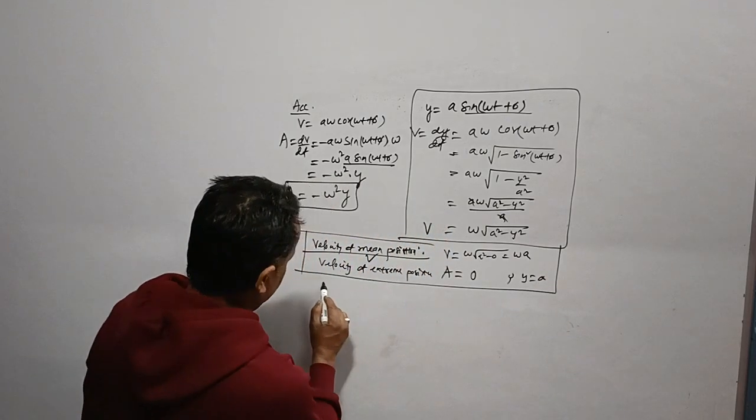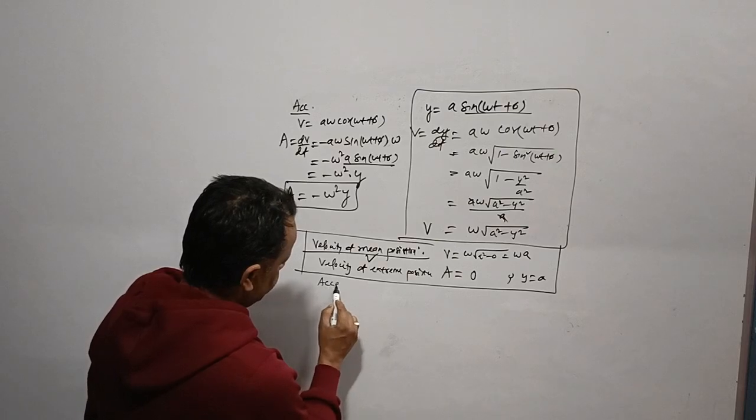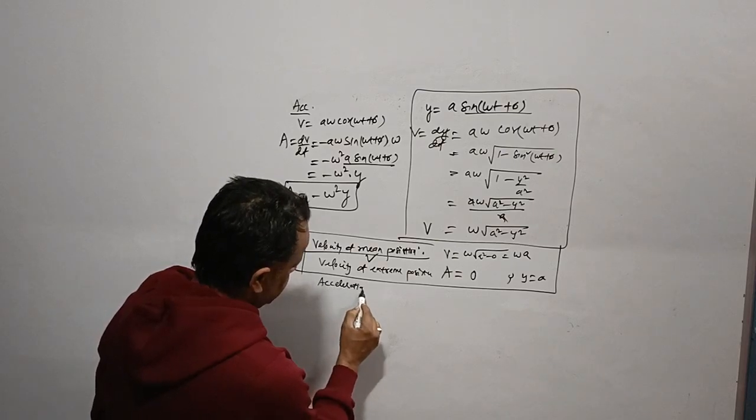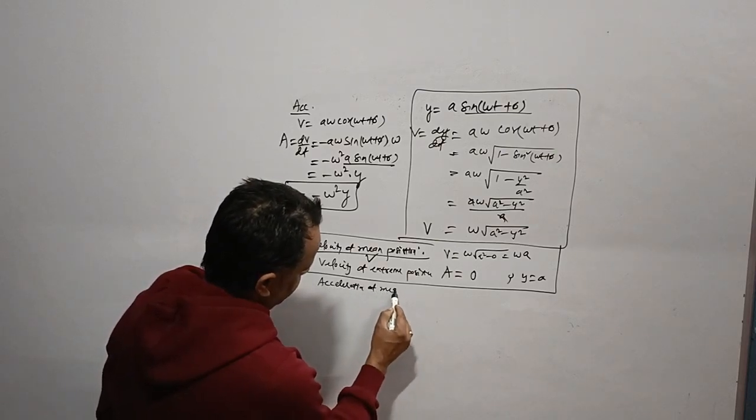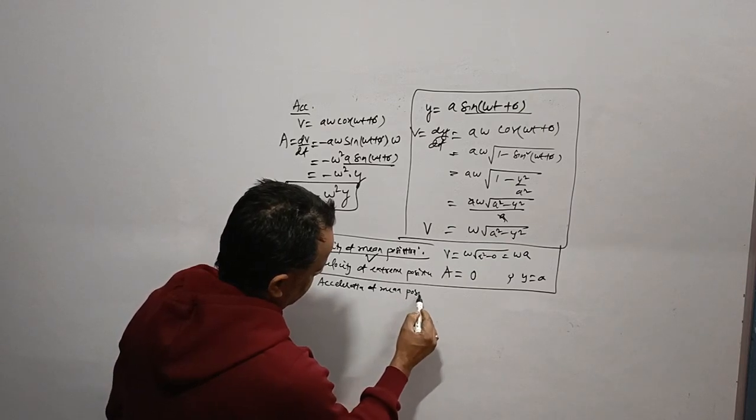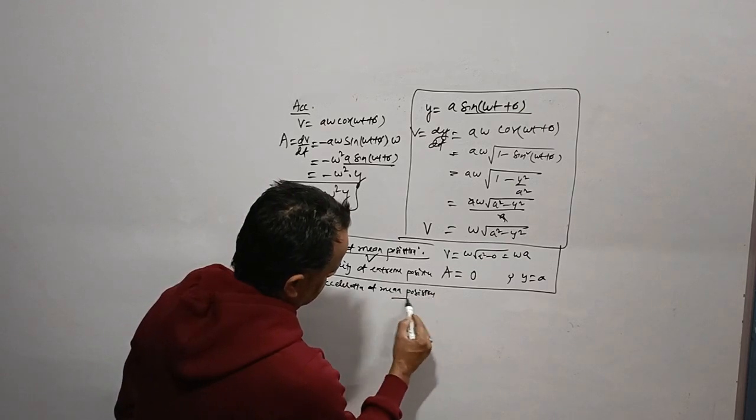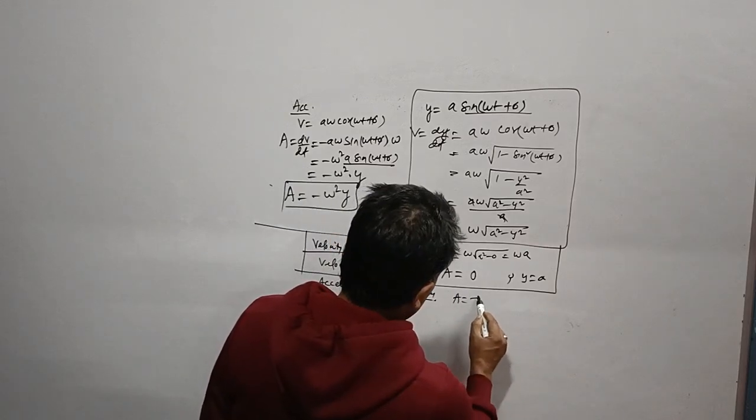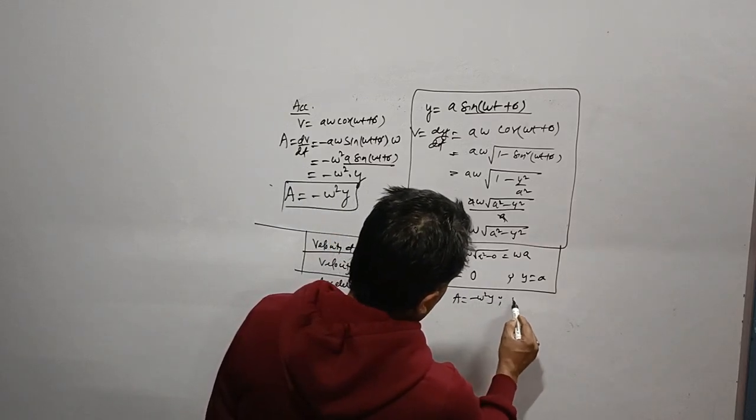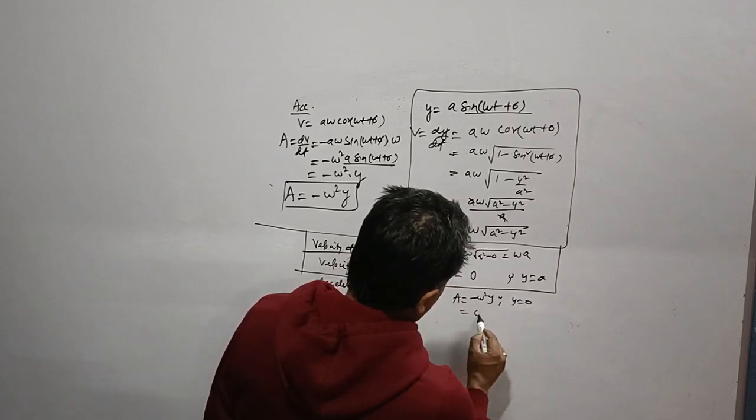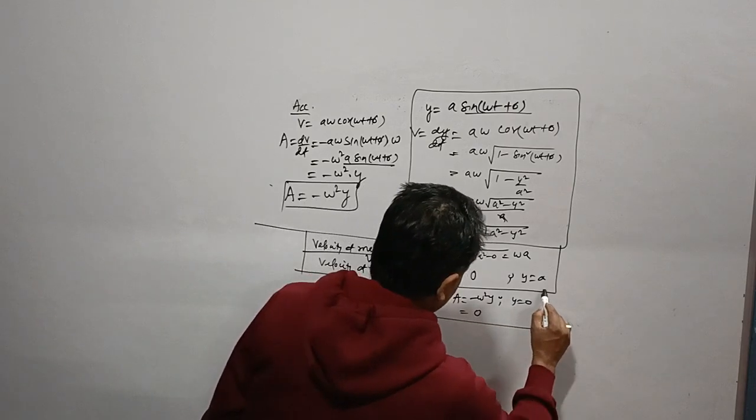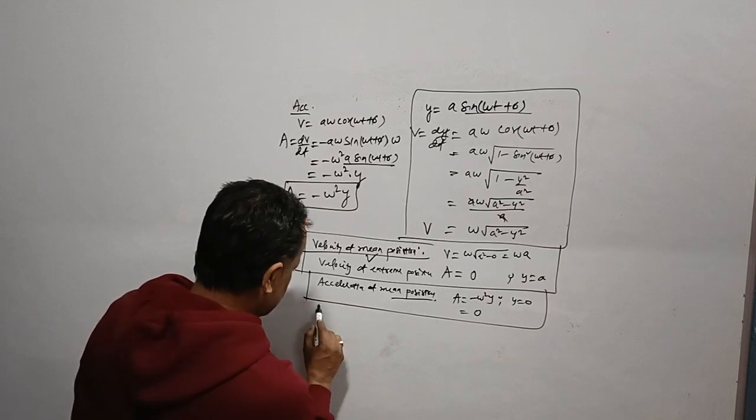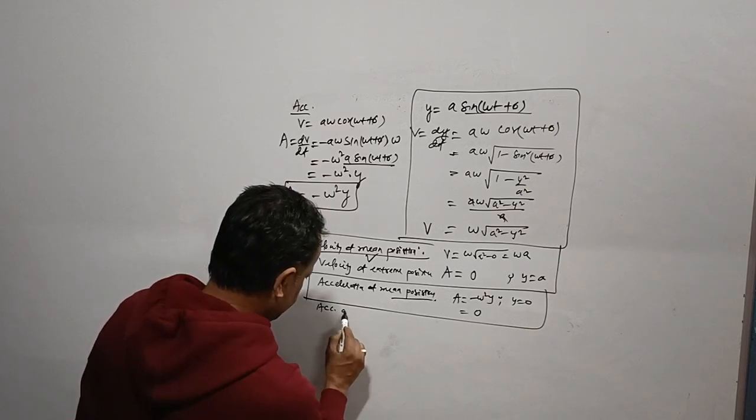Then we have acceleration at mean position. What is that? See, acceleration is minus omega square y. At mean position y is equal to 0, so acceleration is 0. Then we have acceleration at extreme position.